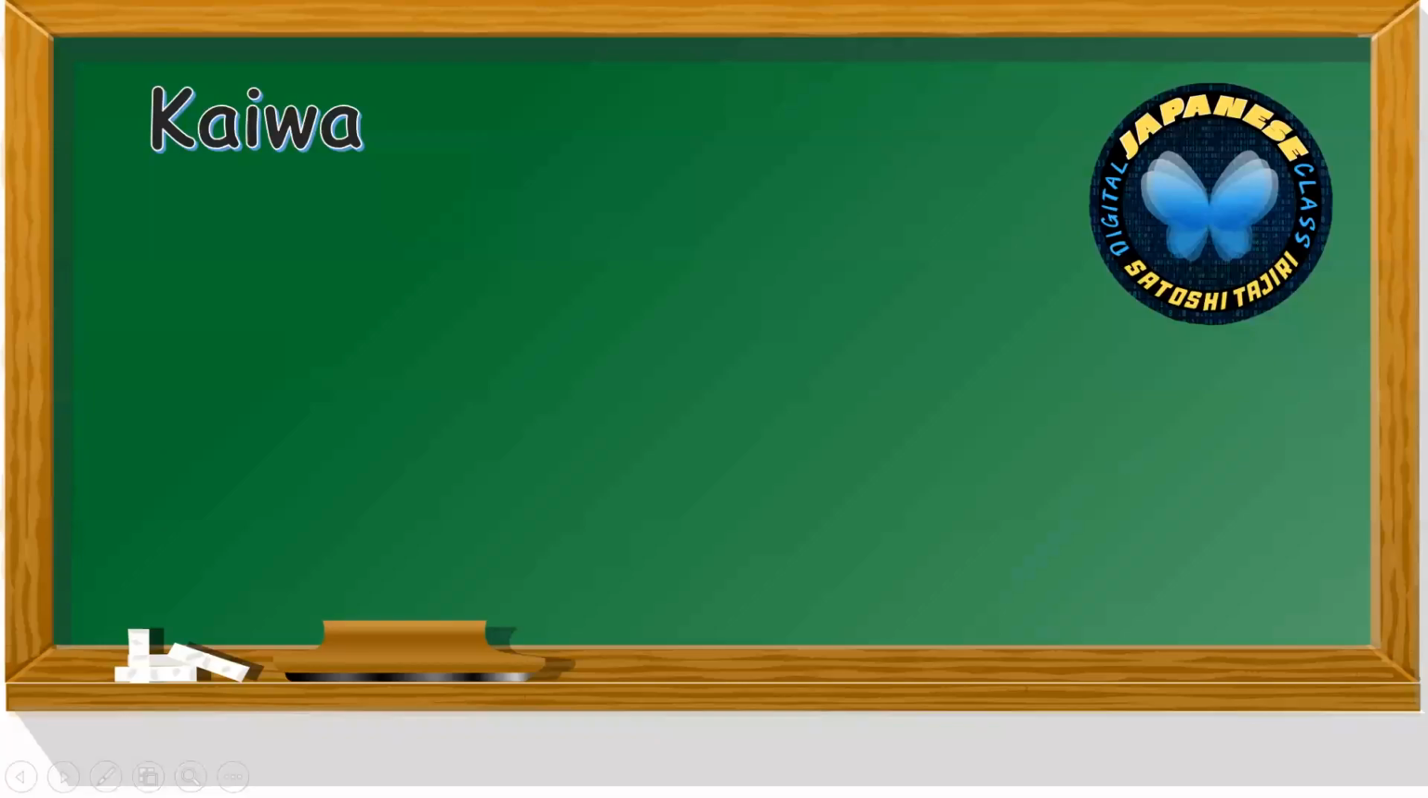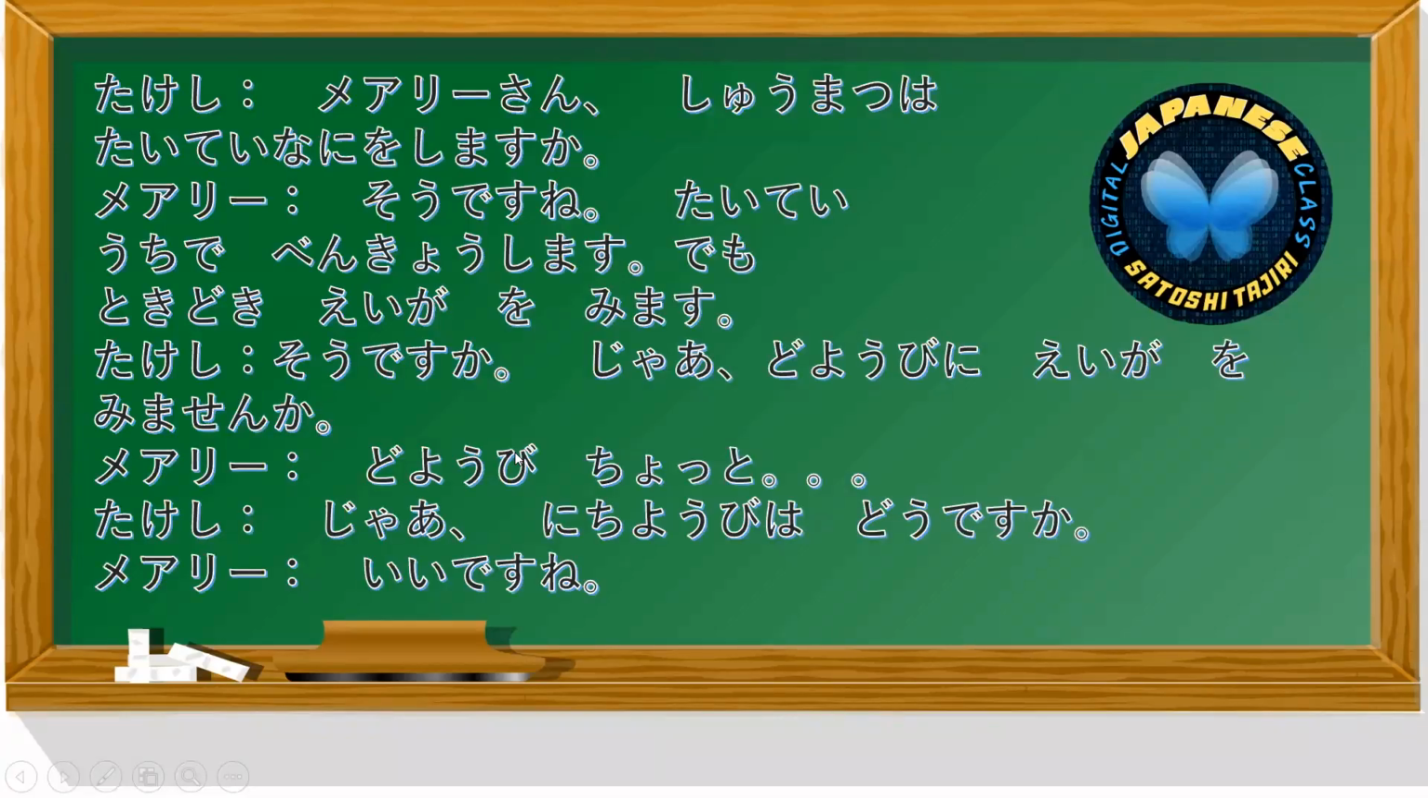So let's have some drills with our kaiwa today. First, we have Takeshi and Mary, so we have two characters here. First, he said here for Mary-san, Mary-san. Once you address somebody, okay, chotto na.